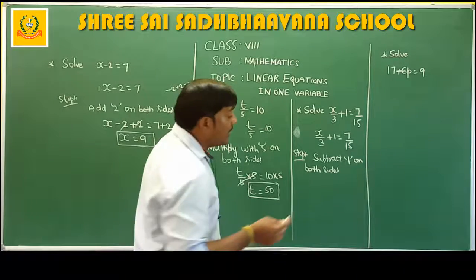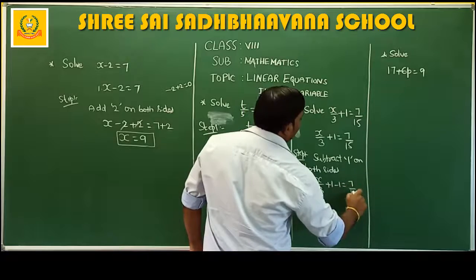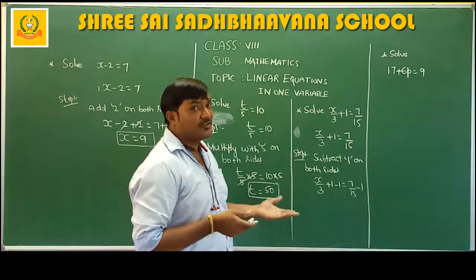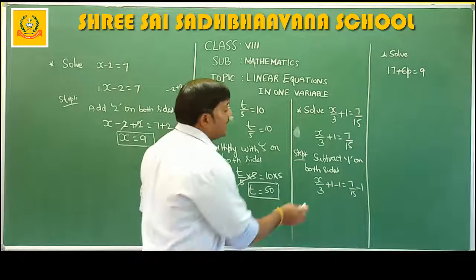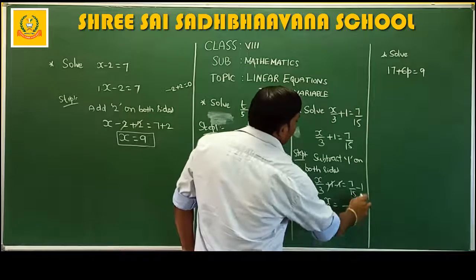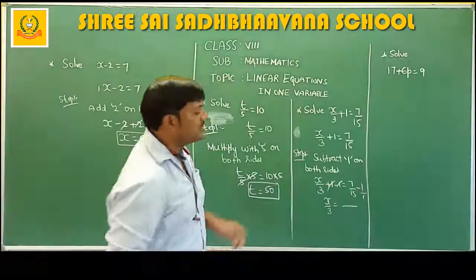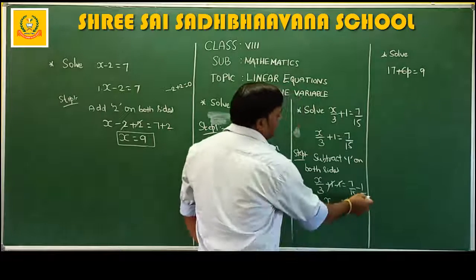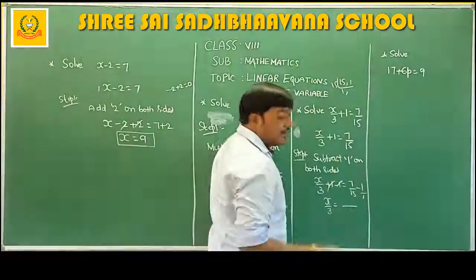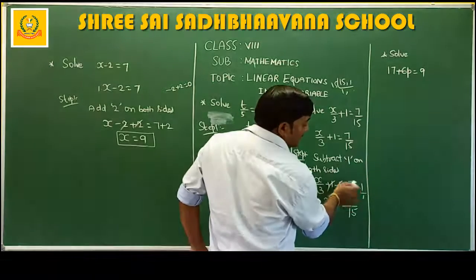When you subtract 1, what happens? It becomes x by 3 plus 1 minus 1, equal to 7 by 15 minus 1. Understood? Whatever you do, you should do it on both the sides. Okay? So 1 and 1 will get cancelled. So x by 3 equal to, just take the LCM. I hope everybody knows how to do the LCM part. Anyway, I am making you understand once again. 15 comma 1. What is the LCM of 15 comma 1? Obviously, the LCM of 15 comma 1 is 15. So write 15.